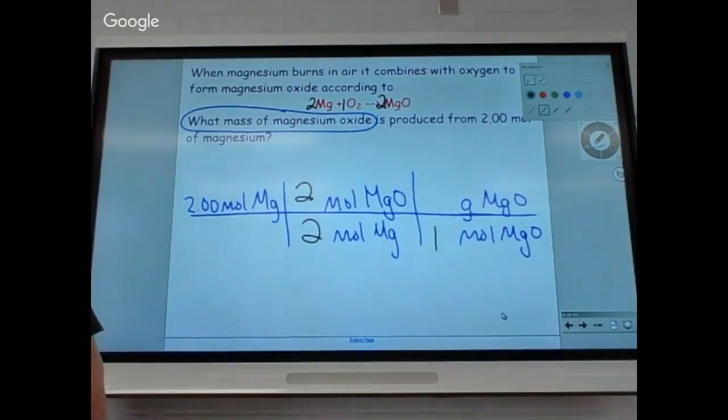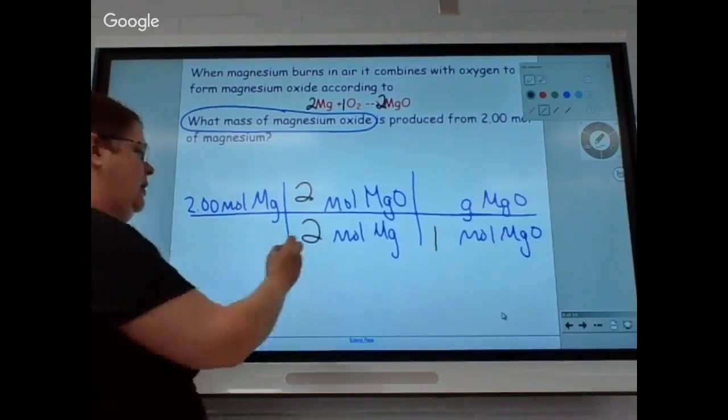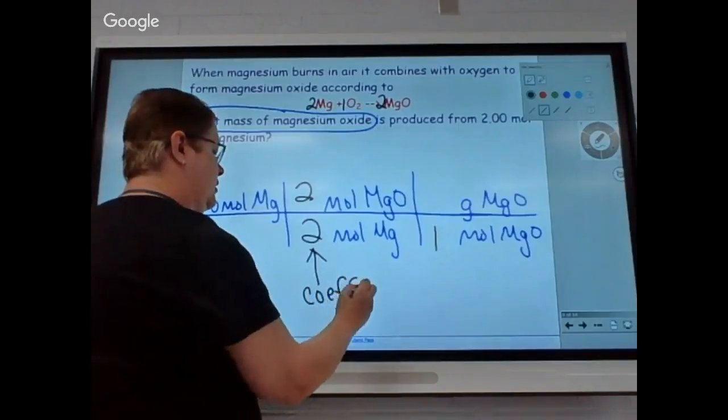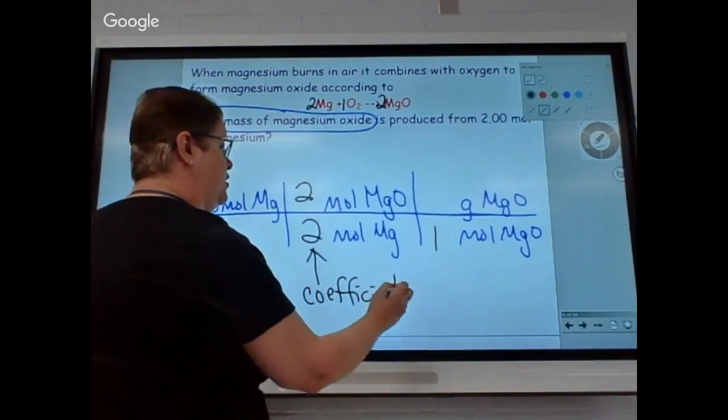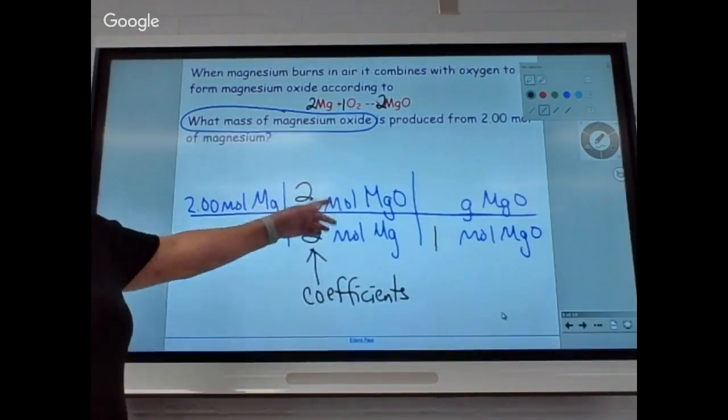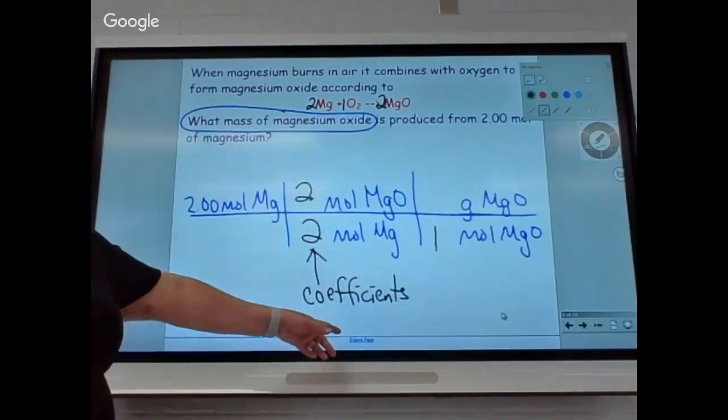Why are we nodding yes there? Why didn't I put a 2 there? Because what, Anthony? I can only use my coefficient one time. Okay? This is the only place we use the coefficients. Coefficients only get used for the mole-mole ratio. We do not get to use them any other time except in that mole-mole ratio. Is everybody okay with that?